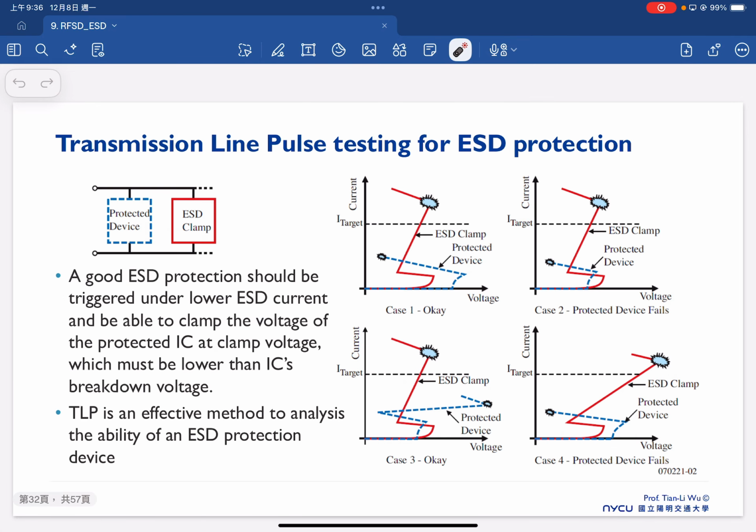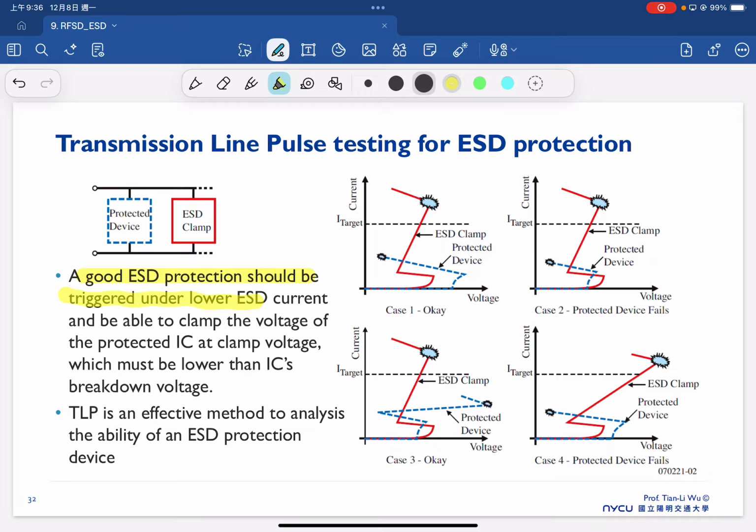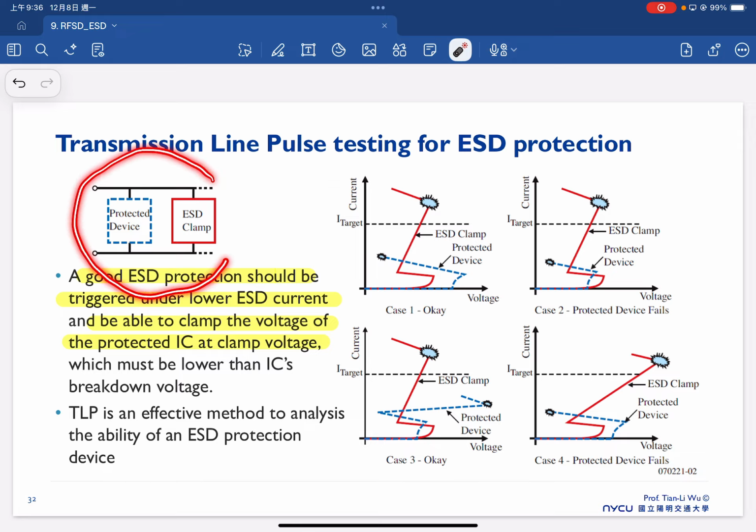And next, we will start to discuss what would be the concept for the ESD protection. So the good ESD protections should be triggered under the low ESD current, and also be able to clamp the voltage of the protected IC at the clamping voltage, which must be lower than the IC's breakdown voltage. So this is a simple schematic to illustrate how these ESD protections are working.